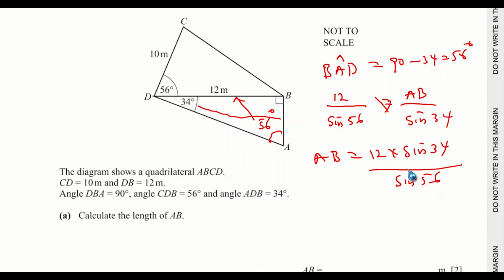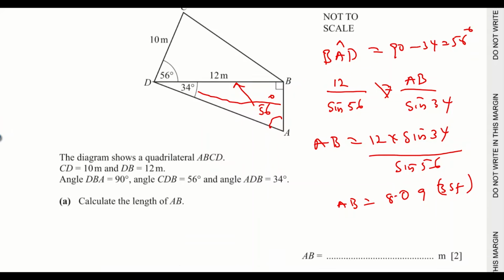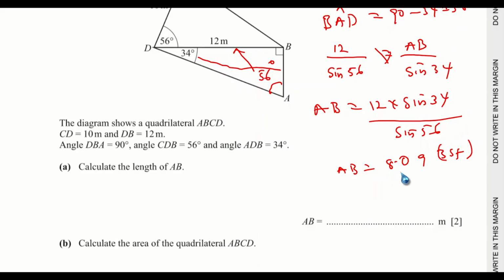So that means the value of my AB, if you input this into your calculator, should give you 8.09, that is 3 significant figures. And you can leave it there. So let's just put the value of AB here, 8.09, to 3 significant figures.